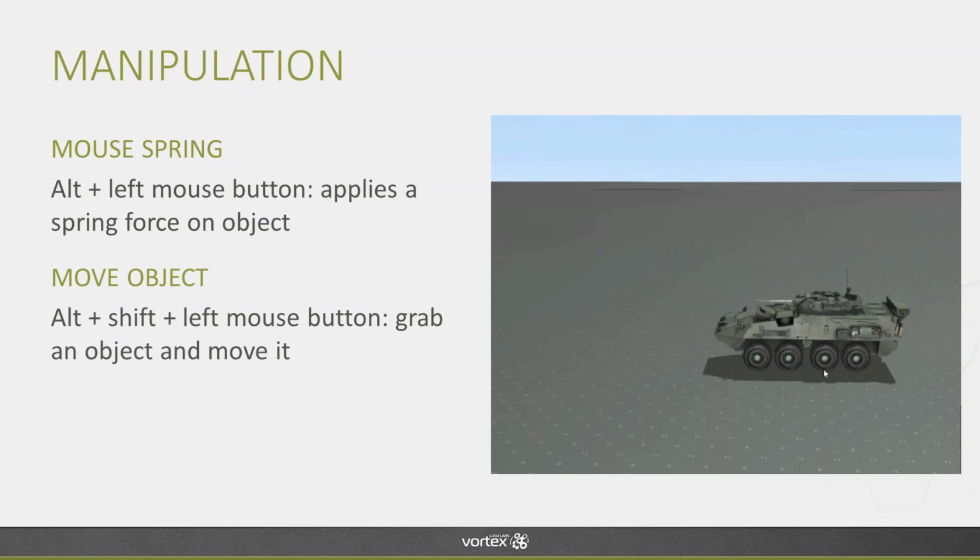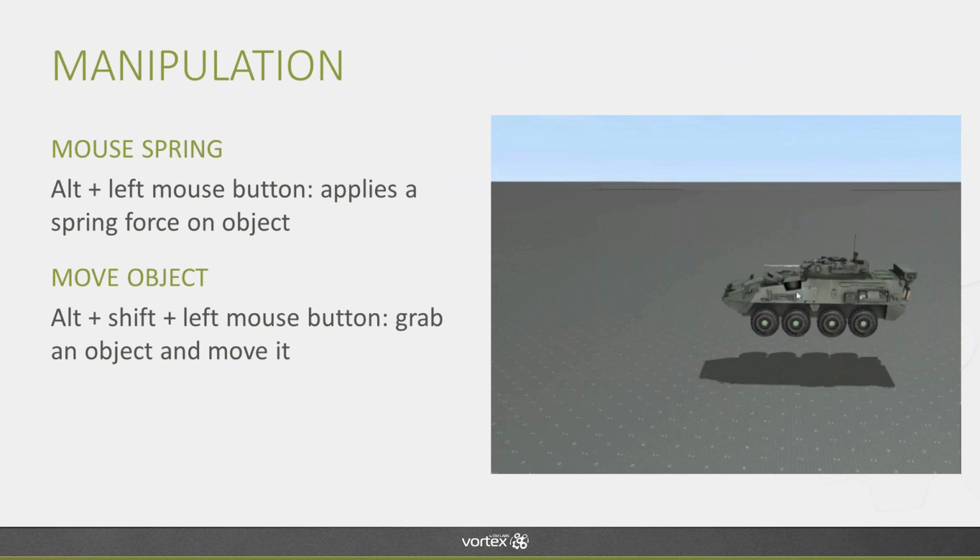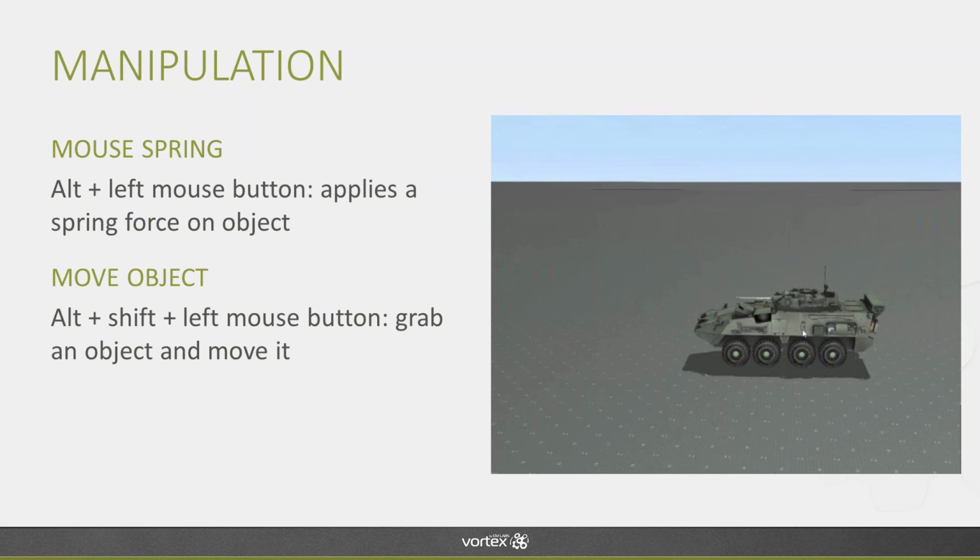Now, using Move Object, you're going to be grabbing a part of the object and dragging the entire assembly around, and you can then either let it go from a certain height or deposit it on the ground at a specific position.